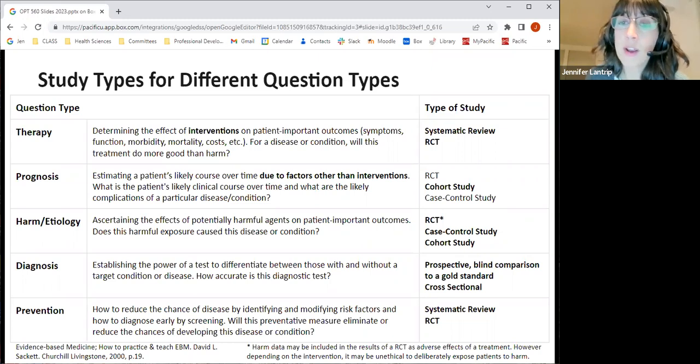For example, to find out whether a potentially harmful exposure may cause a certain disease, we would prefer a case control study or a cohort study because it would be unethical to expose patients to potentially harmful agents. A case control study examines a group of people who have experienced an event, usually an adverse event, and a group of people who have not experienced the same event, and looks at how exposure to these suspect agents differed between the two groups.